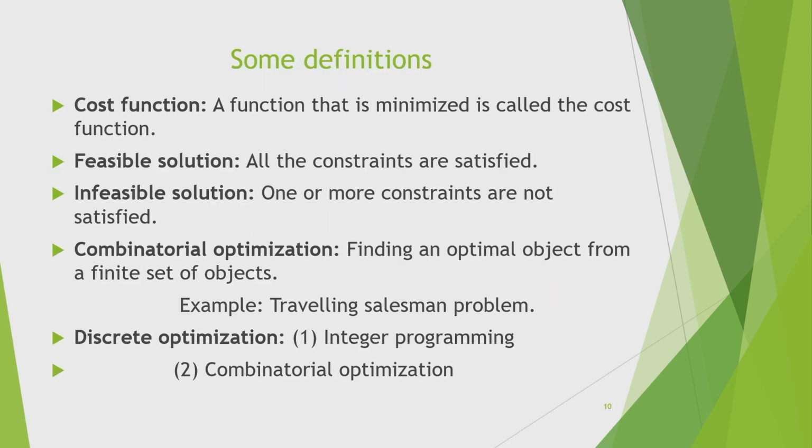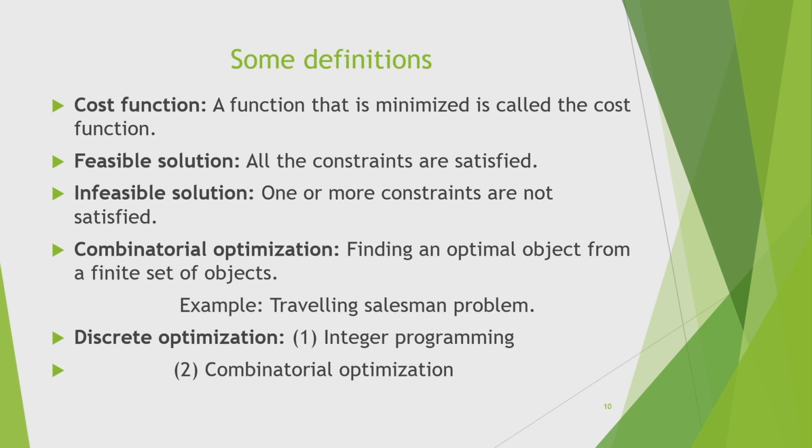So let us go through some particular definitions related to optimization. Usually the objective function is also called cost function. A cost function is that function that is minimized. Feasible solutions means all the constraints are satisfied. Any values which may be optimum or not optimum, but whose constraints are satisfied, is called a feasible solution. Infeasible solution means one or more constraints are not satisfied.